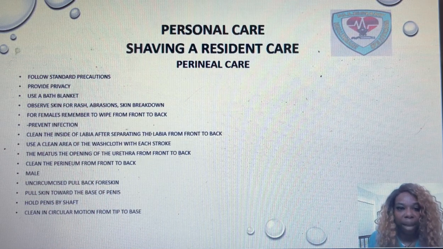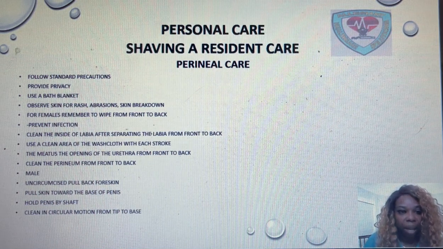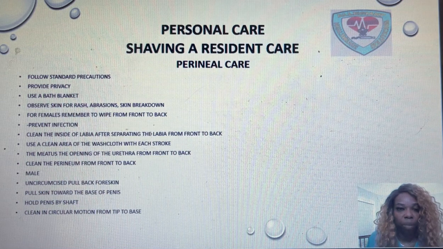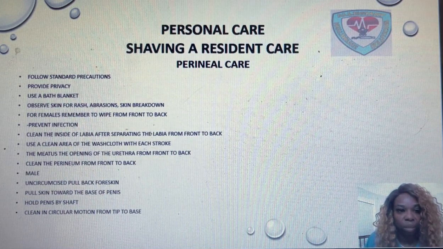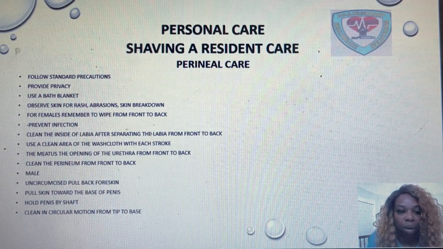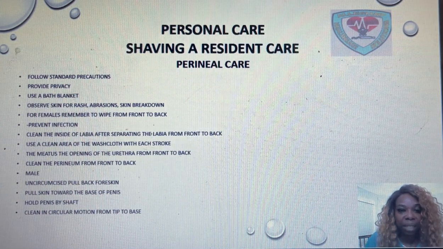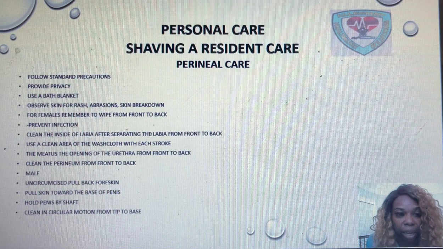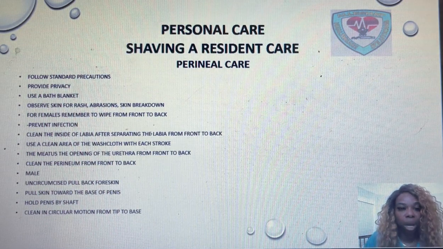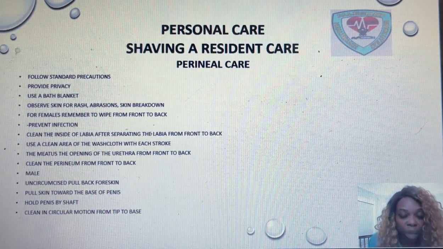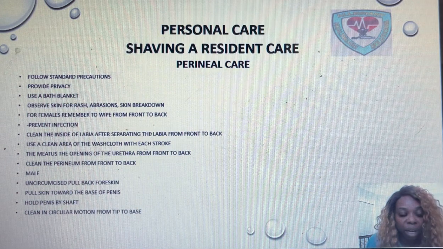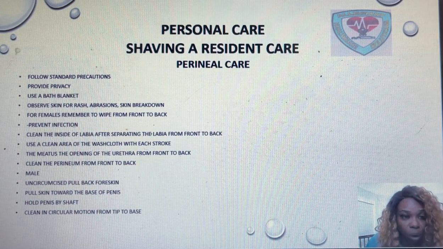We're talking about now perineal care. This is another form of personal care that we will be providing to the resident. Remember that you are going to follow your standard precautions. You're going to provide privacy when you are giving perineal care. You're going to pull your privacy curtain or use a bath blanket, whichever is needed. You may even do both.